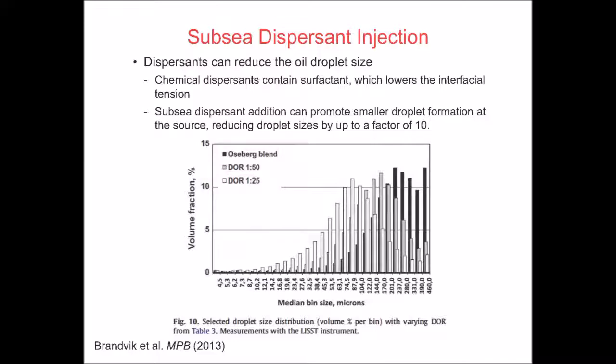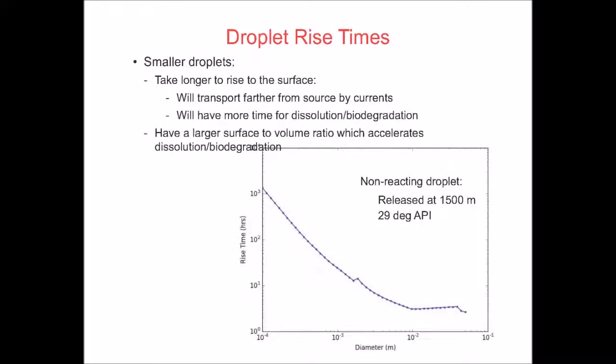When we add a little dispersant, 1 to 50 volume ratio of dispersant to oil, we can reduce that droplet size by about a factor of 2 to somewhere around 100. And when we add 1 to 25 dispersant, we can drop it almost a factor of 10 from 200 down, say, 50. And notice this is a log scale here on the x-axis. So by adding dispersant, we change the interfacial tension, so we're able to reduce the droplet size.